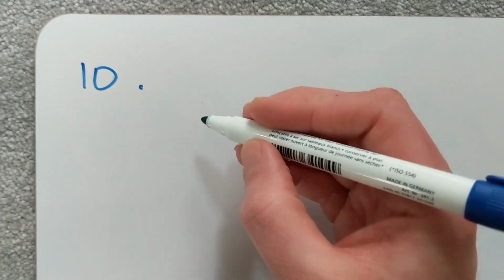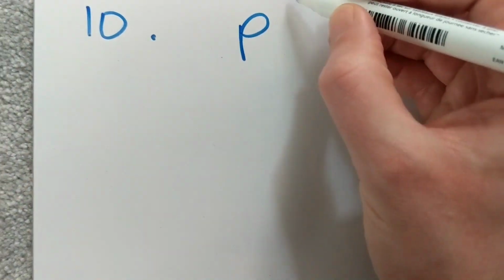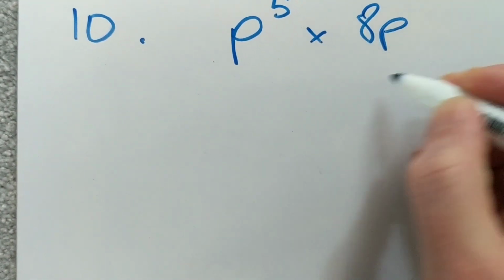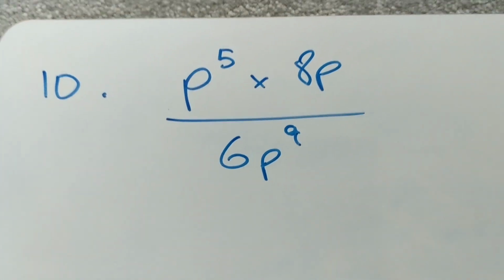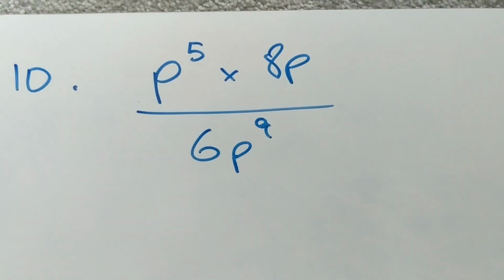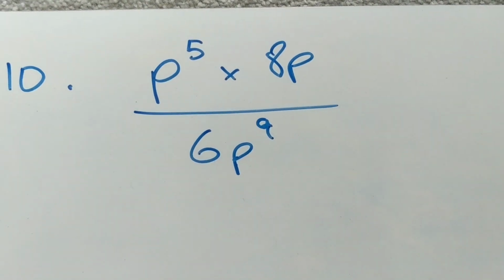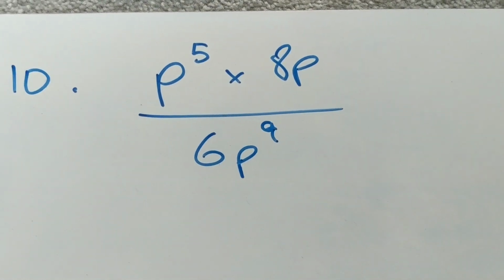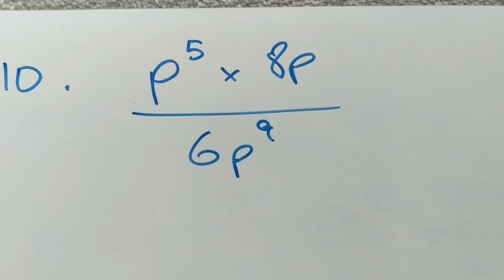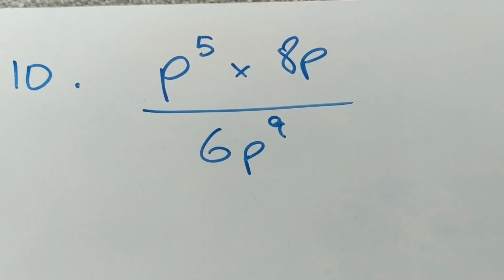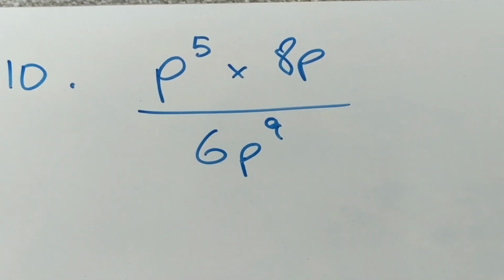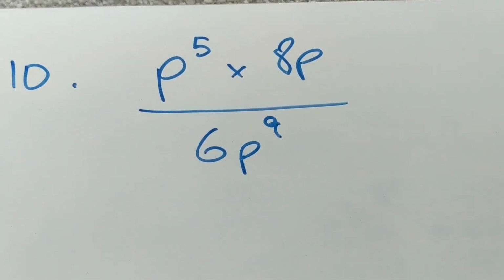Last question, question 10. In question 10, it's p to the power of 5 times 8p over 6p to the power of 9. Now, when you're timesing numbers and letters together, remember numbers and letters can squish together, but your powers might change. If you're timesing letters together, the powers do something. You want to look at your index laws, or your rules of indices, to tell you what goes on there. I would get the top line tidied up first, keep the bottom line the same, and then simplify your fraction. Simplify your fraction. Again, look out for the numbers and think of when you're dividing letters, what happens to the powers.